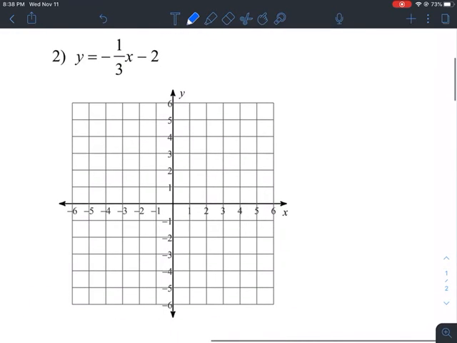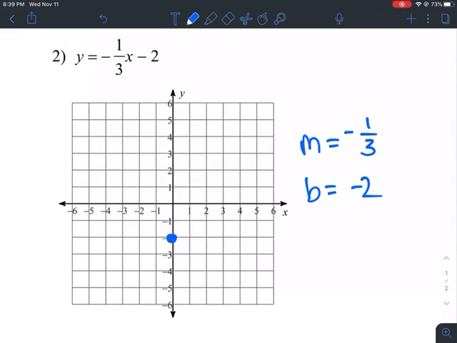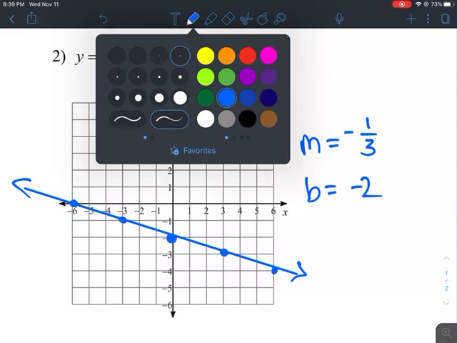Cool. This one, same sort of thing. We need M and B. So B is -2, which is my starting point on the y-axis. My M is -1/3. So since it's negative, I'm going to go down and right. So I go down 1 space and right 3. I'm going to do that as many times as I can. And then I'm going to go up and left. I'm going to do that as many times as I can. So now I'm going to connect my dots. And there you go.